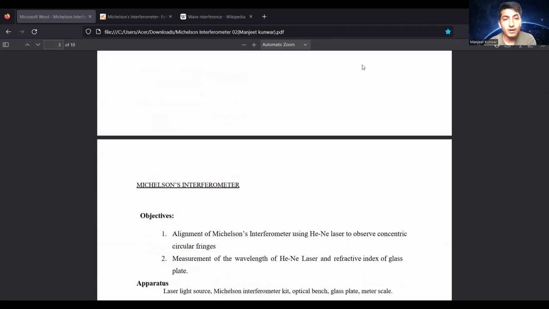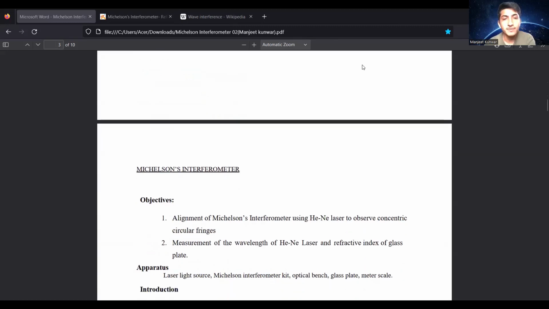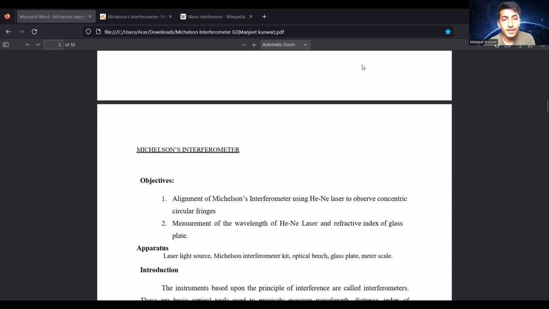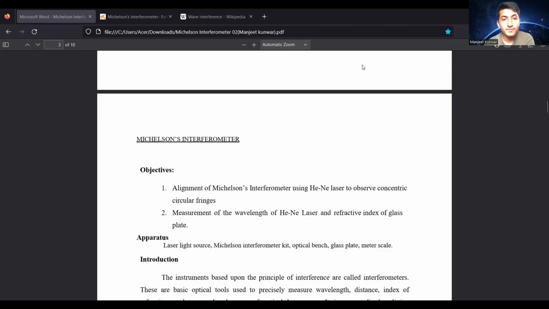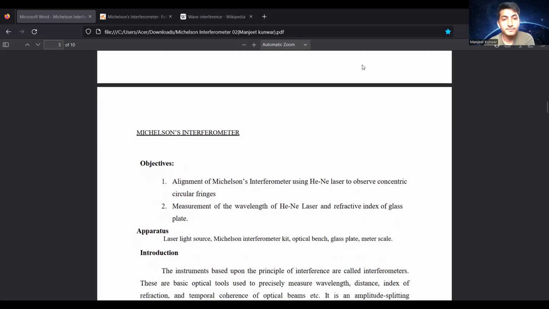In Michelson Interferometer, the first objective of our experiment is alignment of a Michelson interferometer using a helium neon laser to observe concentric circular fringes. The second is measurement of the wavelength of the helium neon laser and refractive index of a glass plate. Apparatus required: laser light source, Michelson interferometer kit, optical bench, glass plate, meter scale.